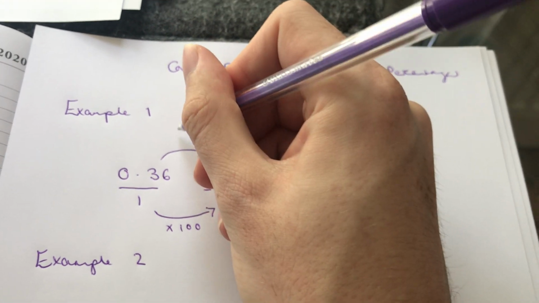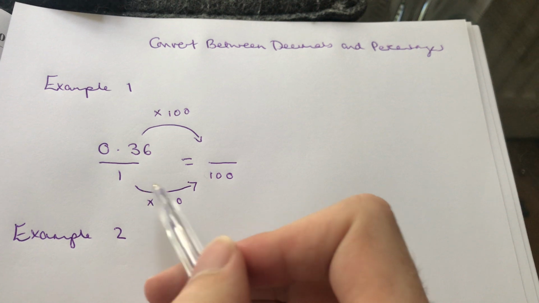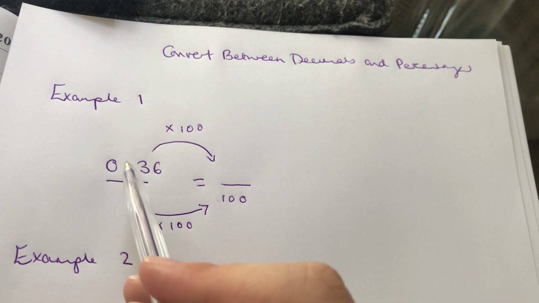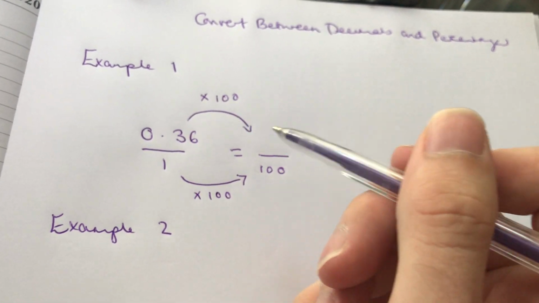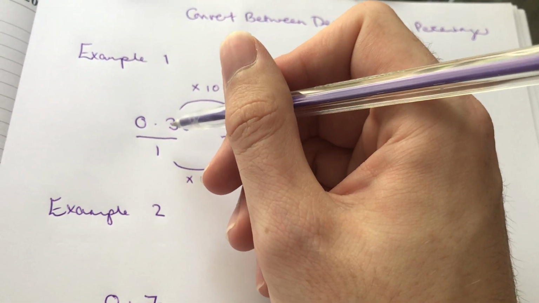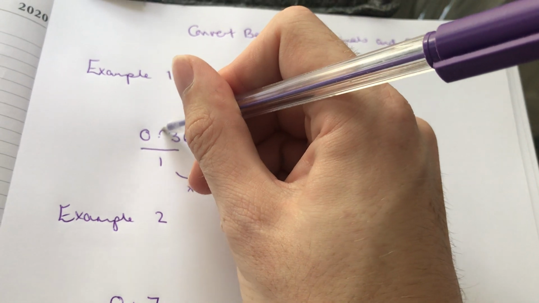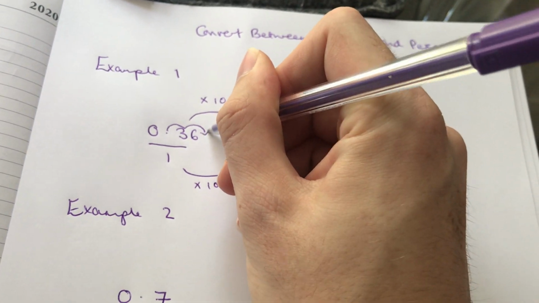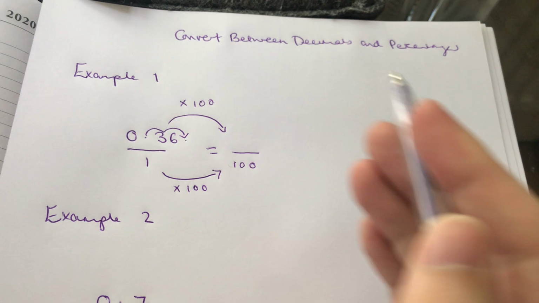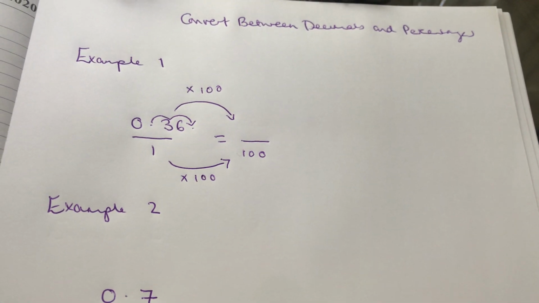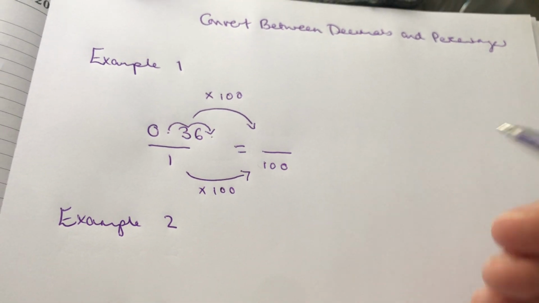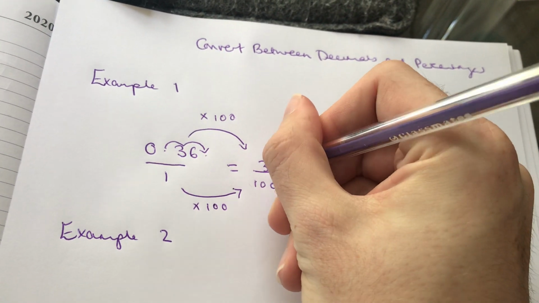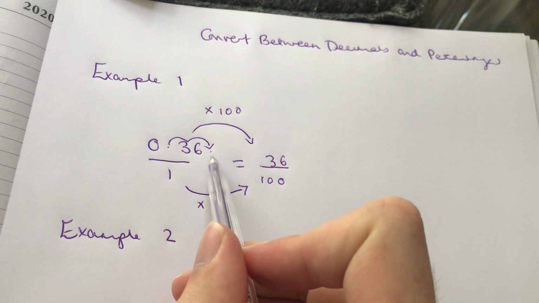We can multiply the top and bottom by 100. Okay, so multiply the top by 100 and multiply the bottom by 100. Multiply the bottom, that's just 1 times 100 equals 100. 0.36 multiplied by 100. Well, if I'm multiplying a decimal by 100, I'm moving my decimal point 2 places to the right. You remember that from multiplying decimals by powers of 10. So, if I move my decimal point 2 places to the right, that would be 36, because our decimal point is now here.